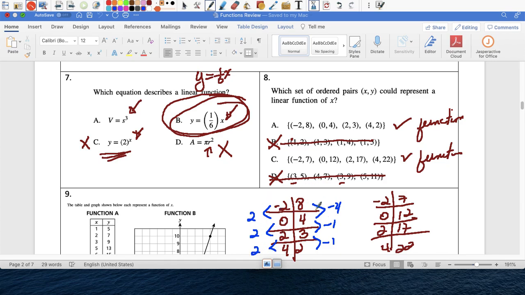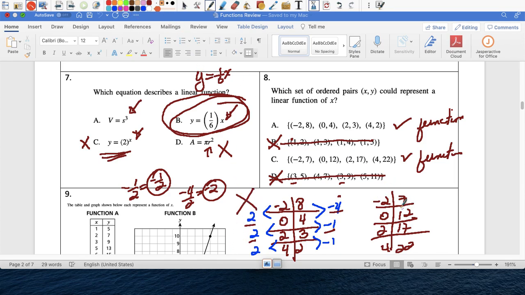Now, let's take these two over here and divide. If I divide negative 4 over 2, I get negative 2. Let's take the next one, negative 1 over 2. If I divide negative 1 over 2, I get negative a half. Notice that my slope is not the same, so this already is not a linear function.